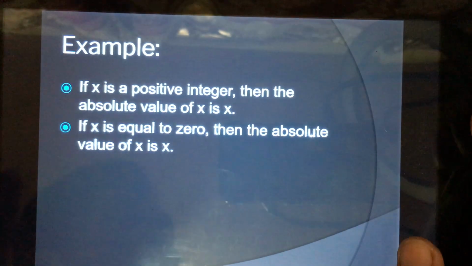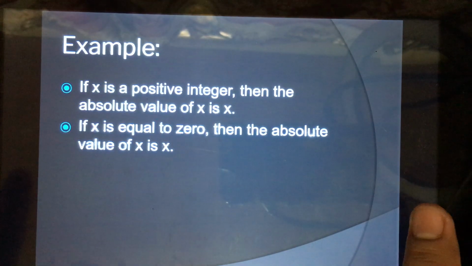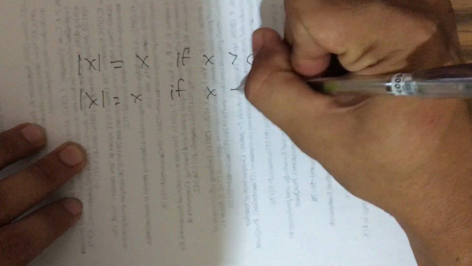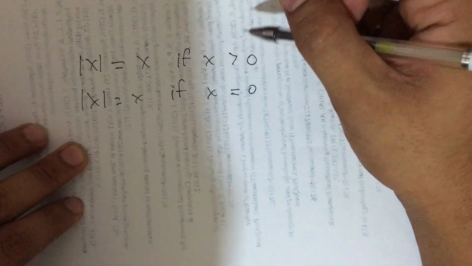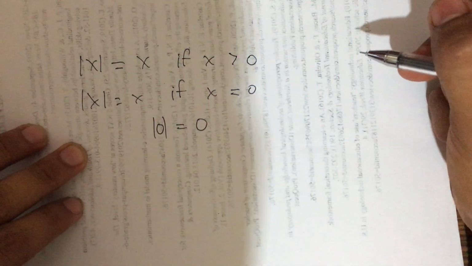Next, if x is equal to 0, then the absolute value of x is x. In symbols, the absolute value of x is equal to x if x is equal to 0. Example, the absolute value of 0 is also 0.